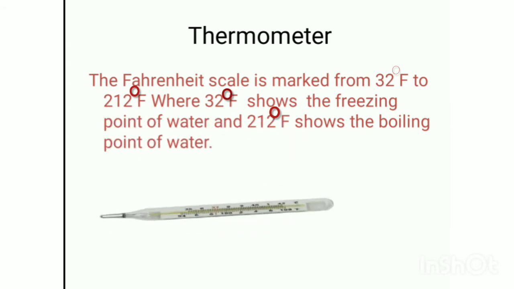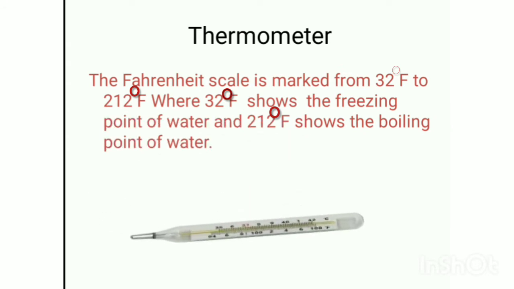The Fahrenheit scale is marked from 32 degree Fahrenheit to 212 degree Fahrenheit, where 32 degree Fahrenheit shows the freezing point of water and 212 degree Fahrenheit shows the boiling point of water.